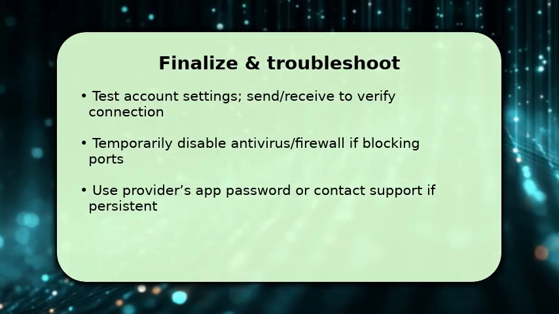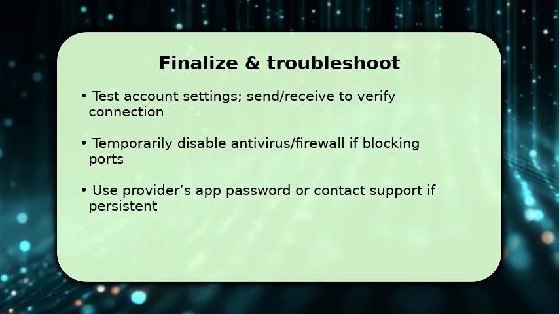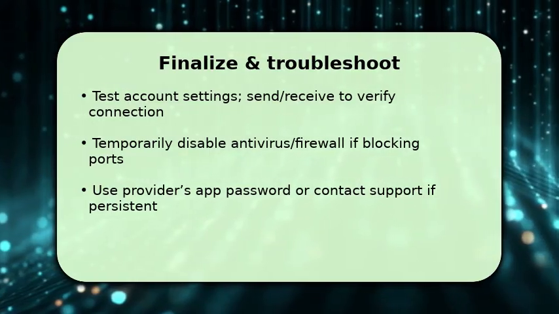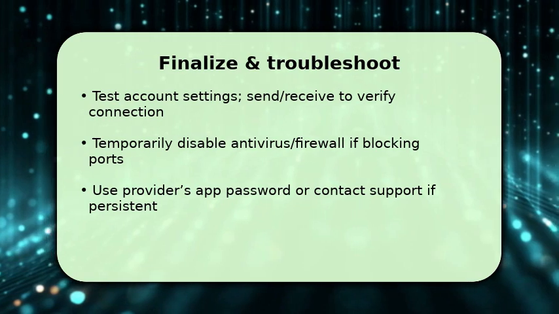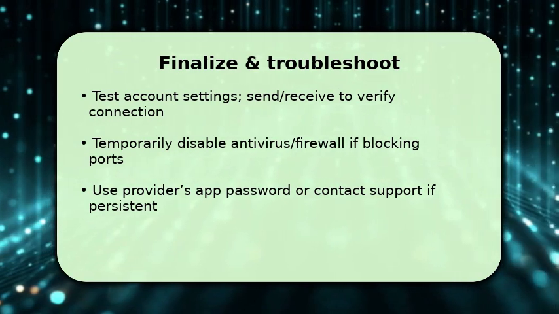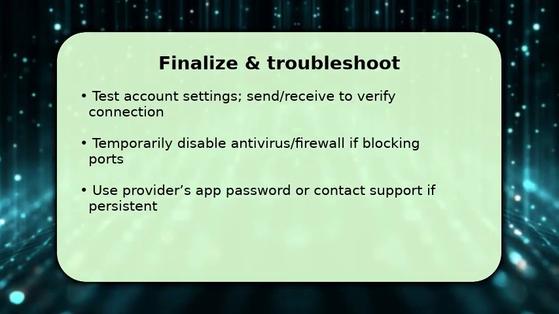If your provider uses app passwords or two-step verification, generate an app-specific password and update Outlook. And if problems persist, contact the email provider with error details. They can confirm server status or unusual blocks, which saves time resolving stubborn authentication errors.